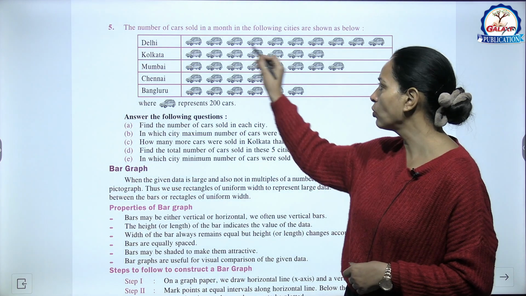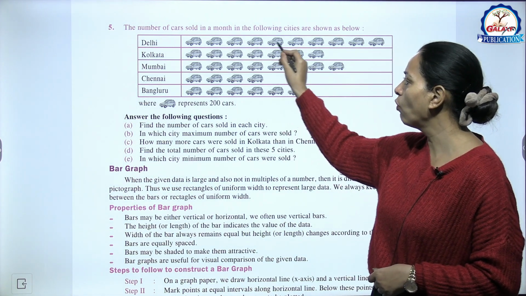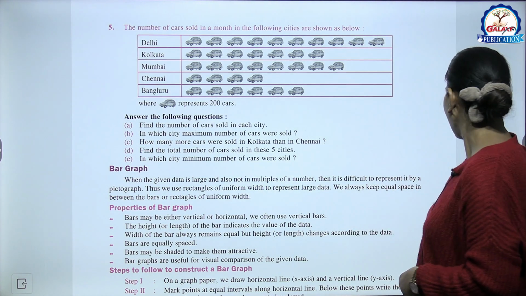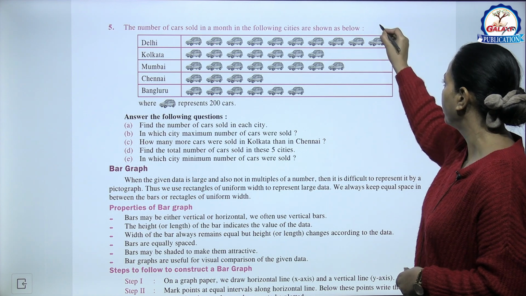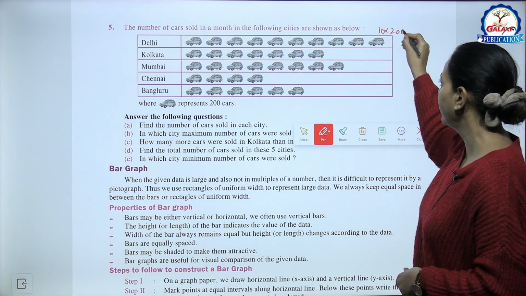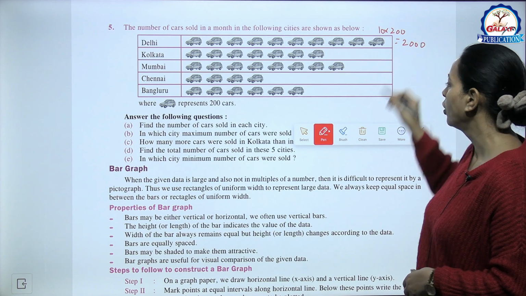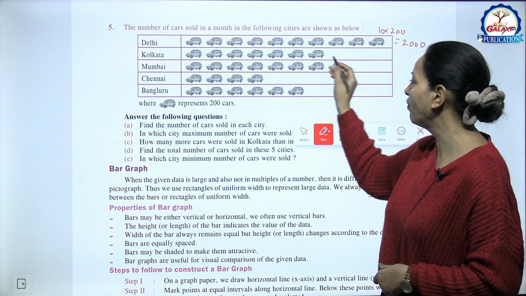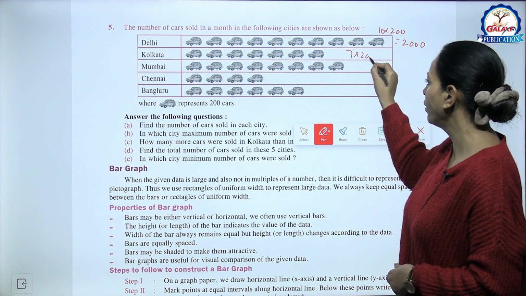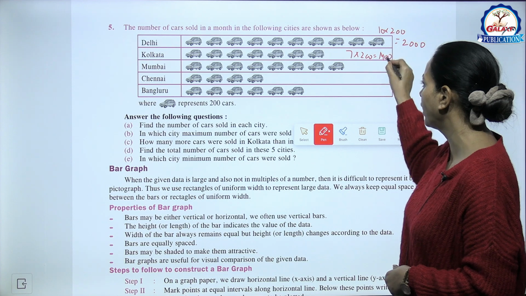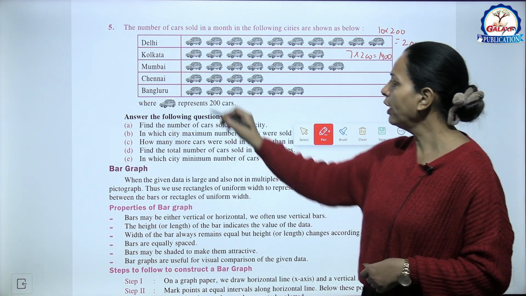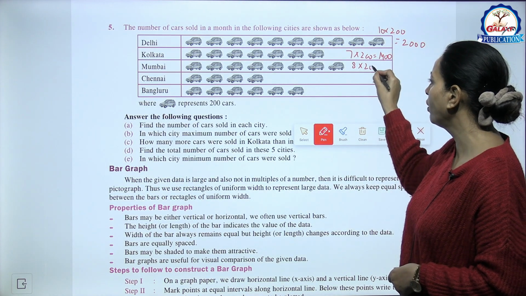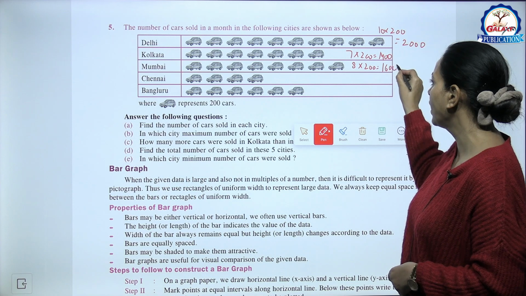So in Delhi, count the symbols 1, 2, 3, 4, 5, 6, 7, 8, 9, 10. So 10 multiply by 200. So 10 into 200, that is 2000. Okay, then in Calcutta 1, 2, 3, 4, 5, 6, 7. So 7 into 200, that is 1400. Okay, then Mumbai 1, 2, 3, 4, 5, 6, 7, 8. 8 into 200, that is 1600.